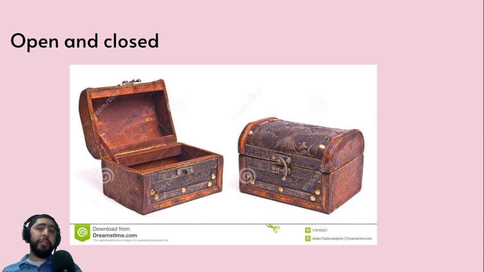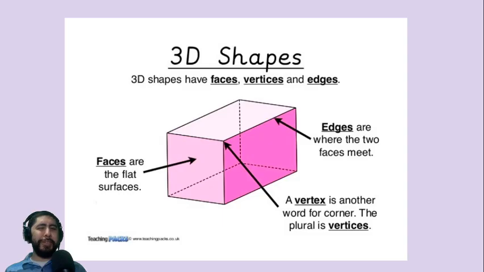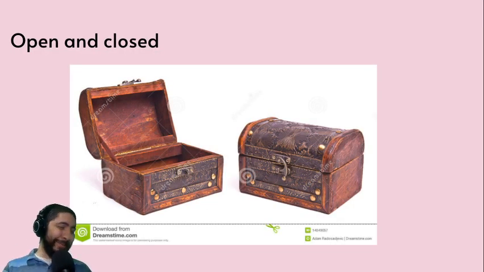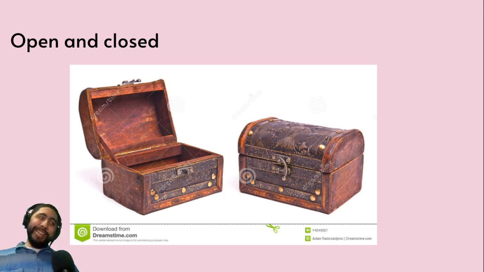There's open and closed. What am I talking about? Form. Okay, form. I woke up at 5 o'clock and couldn't go back to sleep till like 6:30. So it's one of those days.